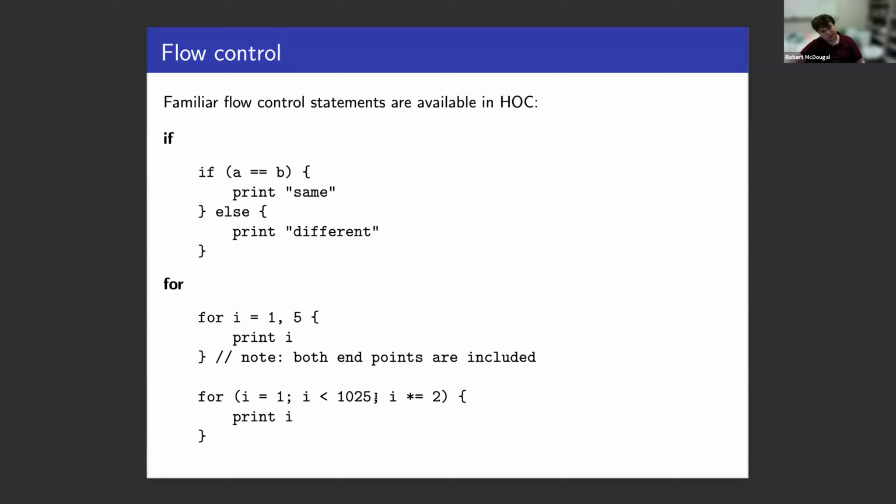I think that comma is supposed to be a semicolon. You know, for i equals 1; i is less than 1025; i times equals 2, and with that would then count, raising it by a factor of 2 every time. All right, so that more or less carries over from C. Again, not surprising. HOC and C share a designer.